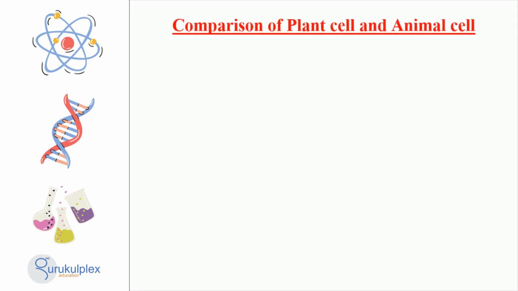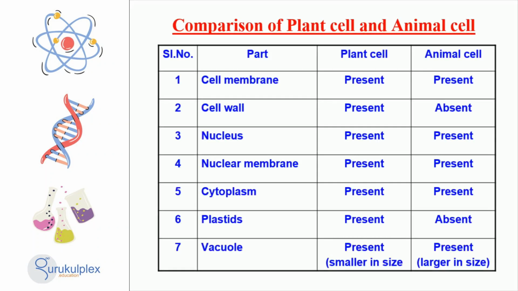A comparison between plant and animal cells can be seen in this slide. Plant cells have a cell membrane, cell wall, nucleus, nuclear membrane, cytoplasm and plastids, while animal cells contain a cell membrane, nucleus, nuclear membrane, cytoplasm and vacuole.